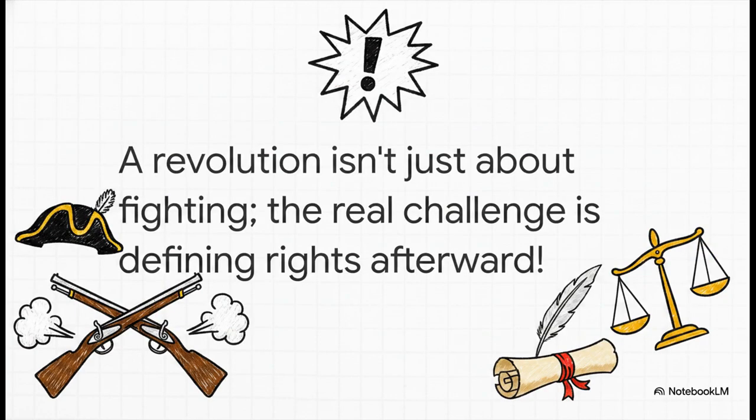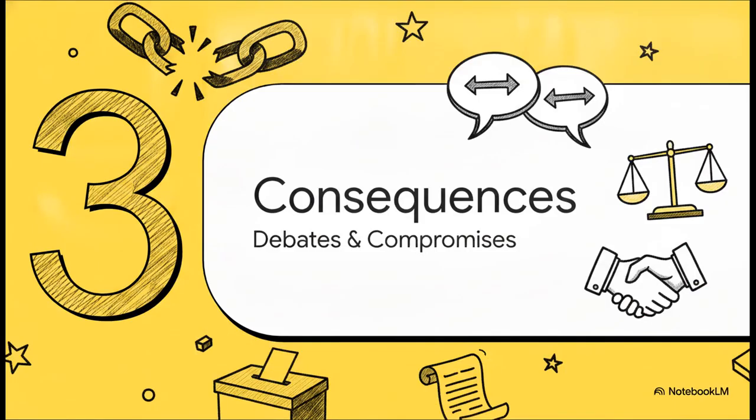Hold on, quick misconception alert here. It is so easy to think of the American Revolution as just epic battles and generals on horseback. But a revolution isn't just about fighting. The fighting's honestly only half the story. The real challenge, the much harder part, is defining rights afterward. The fundamental, messy work of actually governing happens long after the smoke clears. And that massive challenge leads us into Section 3, Consequences, Debates and Compromises.